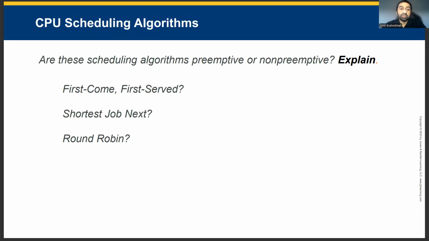CPU scheduling algorithms. So here the slide asks if algorithms are preemptive or non-preemptive. First come, first serve is non-preemptive because the running process stays until it finishes or blocks. Shortest job next is typically non-preemptive unless extended to SRTF. Round robin is preemptive because processes are forcibly paused after each time slice. Understanding these distinctions helps explain how the OS maintains fairness and responsiveness.